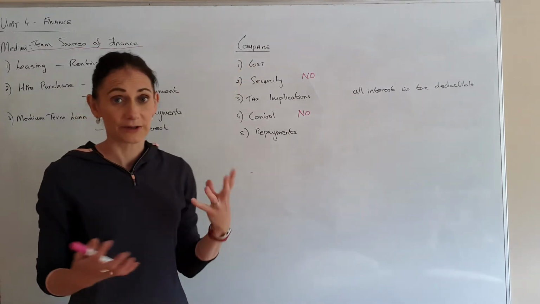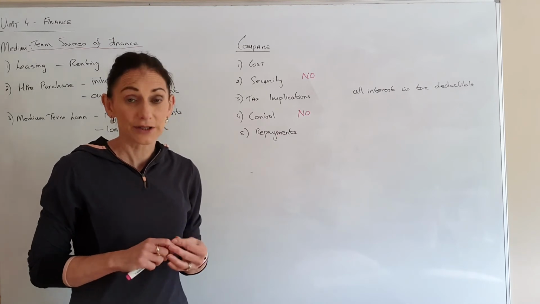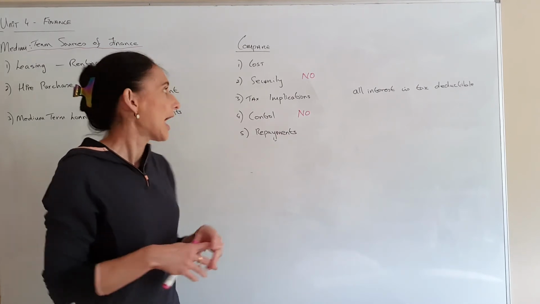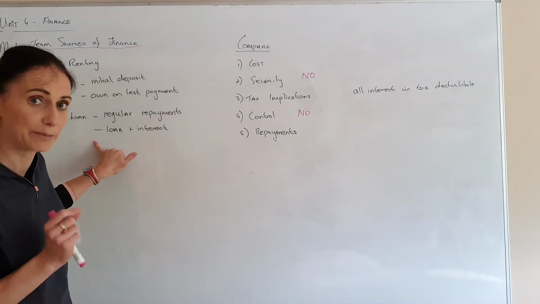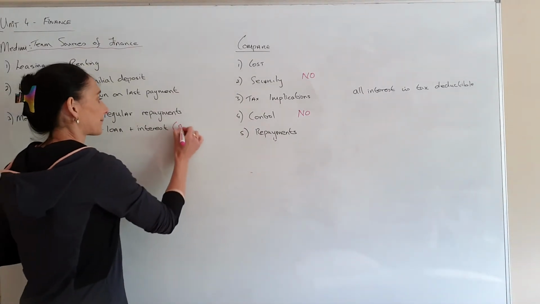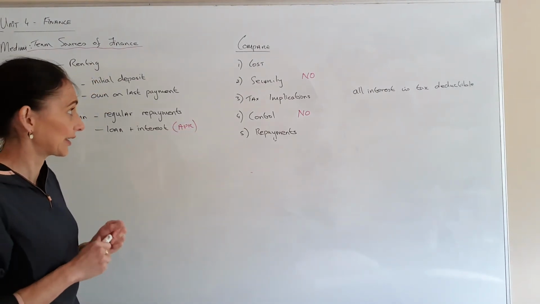Cost, well, the cost of renting is the rent that you pay. The cost of hire purchase is the interest that you're going to pay on the overall package. The cost of the loan is obviously the interest as well, which remember is the APR. Just going to put the interest. And again, the APR is the annual percentage rate.